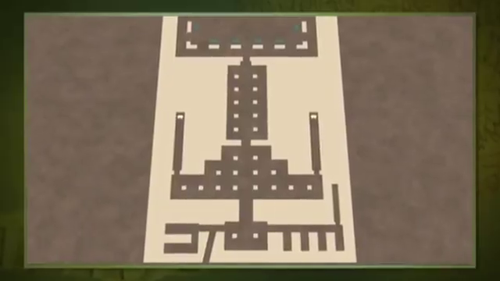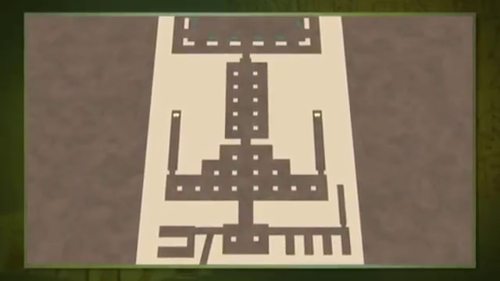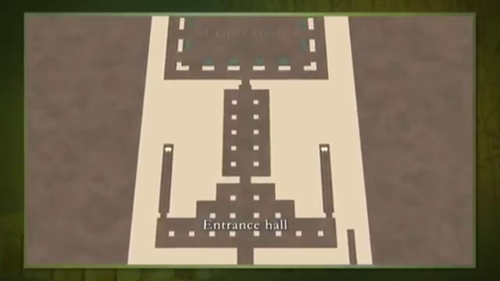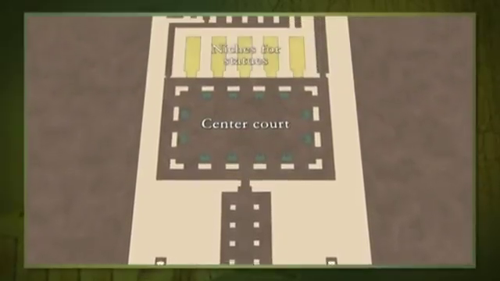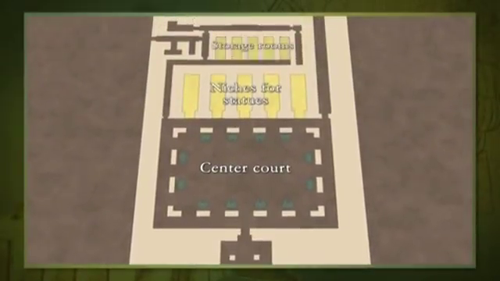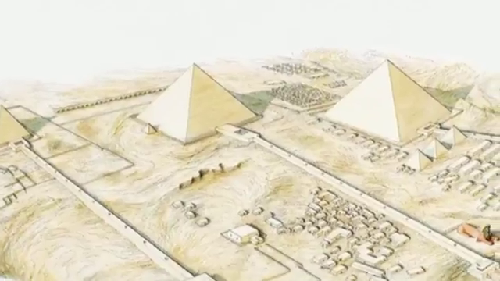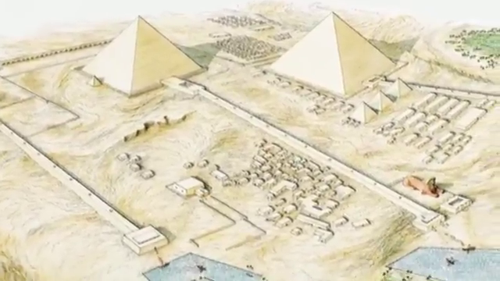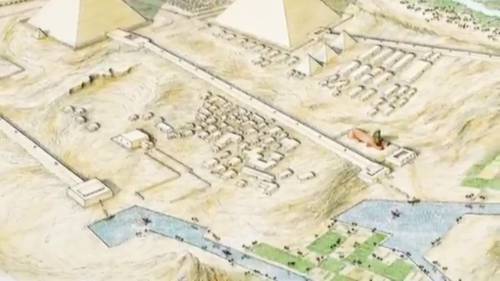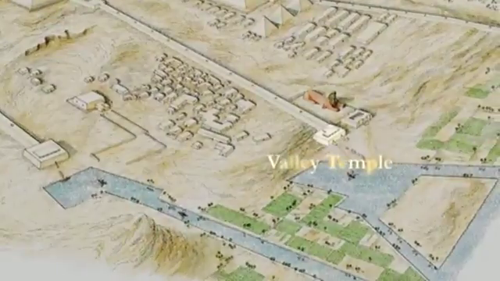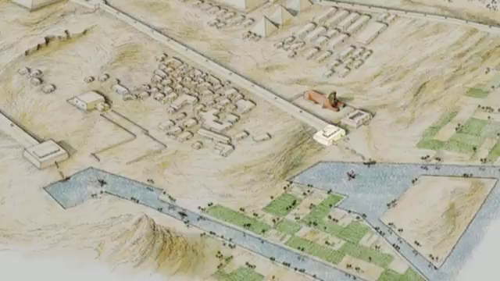Khafre's temple was more elaborate than any before him. It included an entrance hall, a center court, niches for statues, and even storage rooms. Attached to this temple was a long causeway which led eastward to the Valley Temple. The Valley Temple was on greener land and marked the place where the sun rose, the east. It placed the king in the realm of the solar cycle where the sun is reborn endlessly.